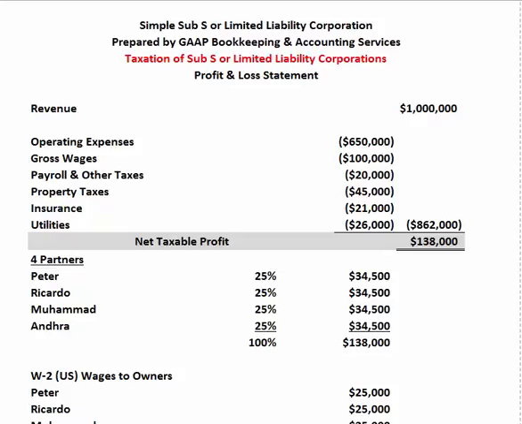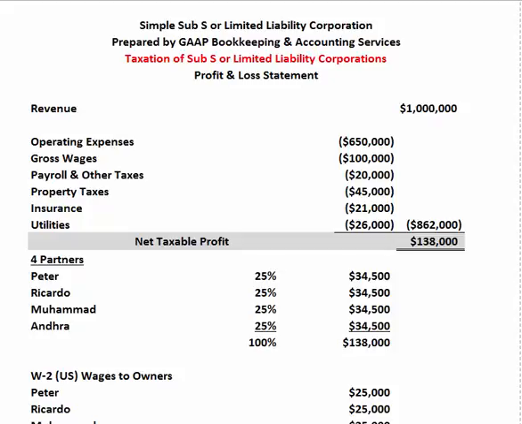Hello, it's Rich from GAAP Bookkeeping and Accounting Services, and today in screencast number 2 I'd like to discuss the taxation of sub-S or limited liability corporations. Sometimes this can be confusing, so let me do this very quickly for you.